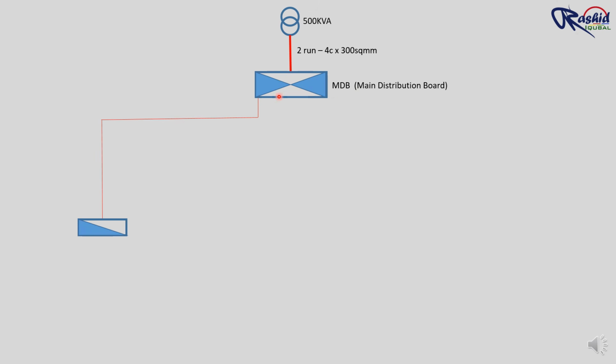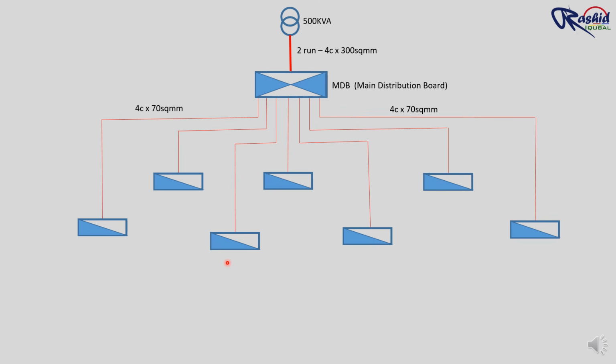Based on our complete building load calculation, I have created a block single line diagram. This is a 500 kVA transformer. We have used 2 runs of 4 core 300 square mm cable as per our calculation. This is the main distribution board, MDB. From the MDB, 7 SMDB are connected, with each SMDB fed by 4 core 70 square mm cable.